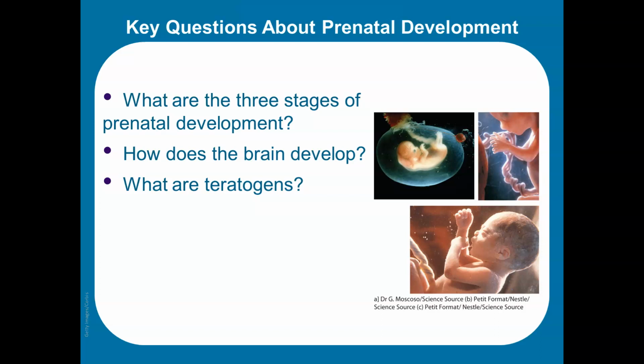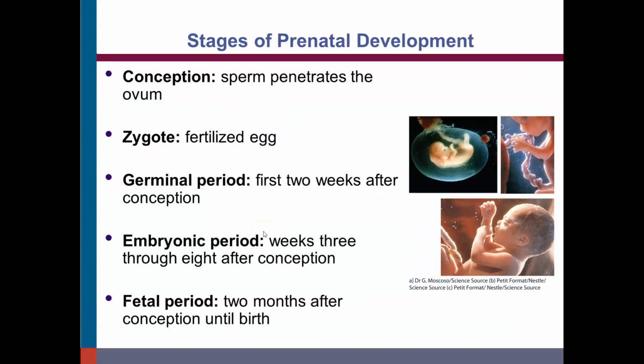Something that all of us psychologists and neuroscientists are interested in is, how does the brain develop? And then what are some of the factors that can inhibit development? Those factors are what's known as teratogens. So we will take a look at those as we proceed here.